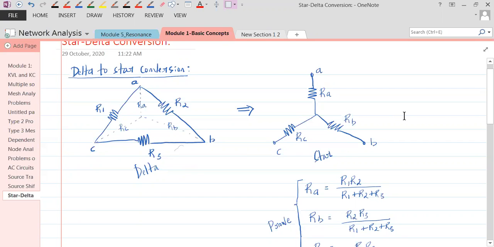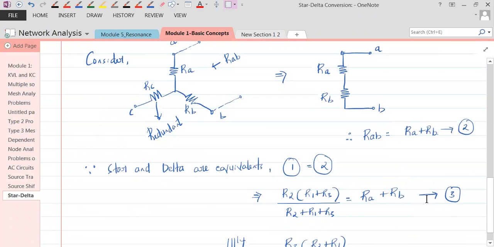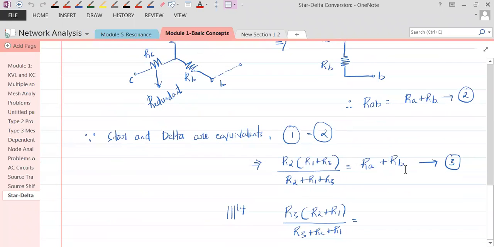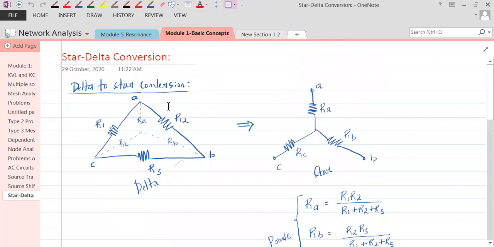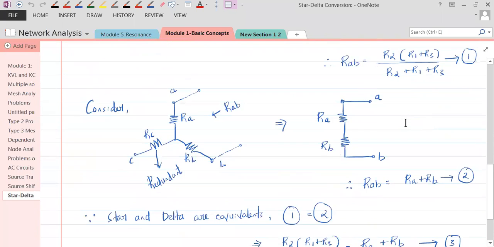Is that okay with you, everybody? Once you obtain equation 3, on similar grounds, we can obtain the other two equations. This equation 3 is obtained looking into terminals AB. If you look into terminals AB, it is R2 into R1 plus R3 divided by the sum of the resistances, that is equal to RA plus RB. If you look into terminals BC, it's R3 into R1 plus R2 divided by the sum of the resistances, that's equal to RB plus RC. That is how we have been doing that.